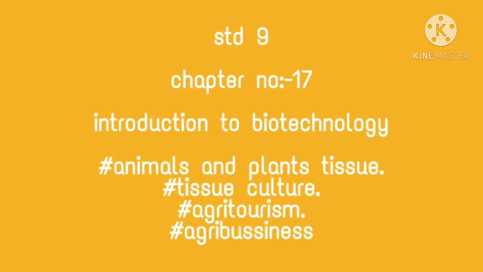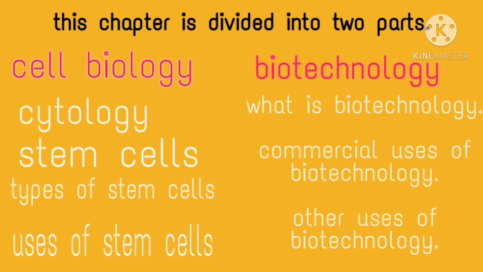In class 9th we have studied Introduction to Biotechnology. In that we have seen animal tissue and plant tissue, tissue culture, agritourism and agribusinesses. And now we have to complete the further topics in cell biology and biotechnology. So, let's start. Students, this chapter is divided into two parts, that is cell biology and biotechnology.